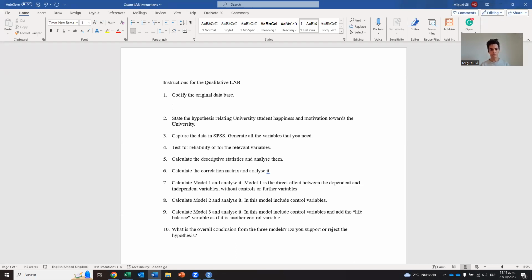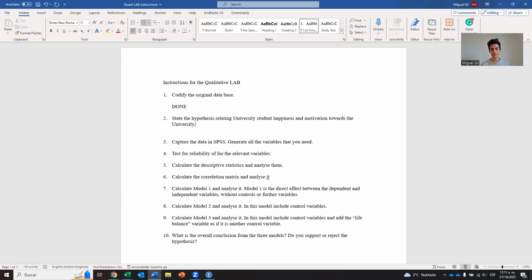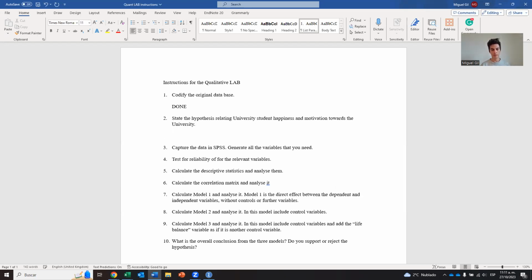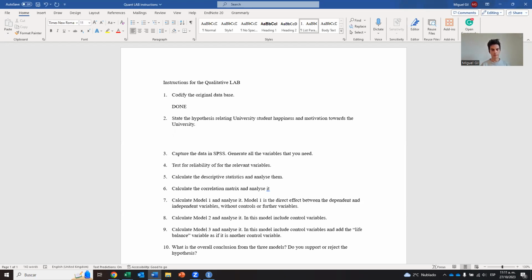So answering this first question, codify the original database. You don't need to write anything in your report. You can just write done, because what can you do? You cannot write anything from that. So when you are answering this, when you are doing the lab, you don't have to do anything. But the next point is very important.